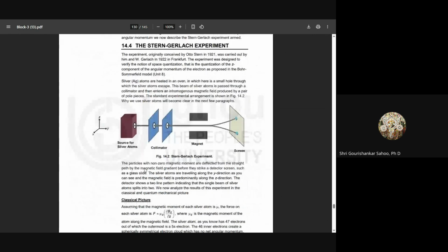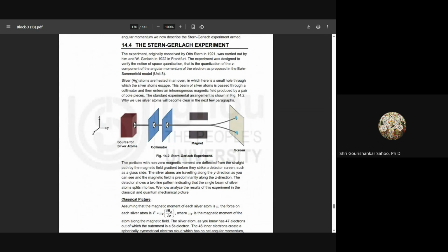Then the Stern-Gerlach experiment. This is very important. The experiment, originally conceived by Otto Stern in 1921, was carried out by him and W. Gerlach in the year 1922 in Frankfurt, Germany. The experiment was designed to verify the notion of space quantization, that is the quantization of the z component of angular momentum of the electron as proposed in the Bohr-Sommerfeld model.